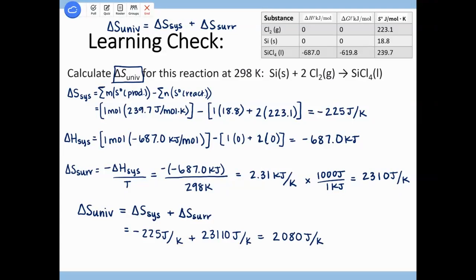Now notice that although entropy of the system decreased, the delta H of the system was a large positive number, so delta S of the surroundings was a large positive number, so that the delta S of the universe is still positive, and that follows our law of thermodynamics. Okay, questions on this problem here? All right, let's continue.